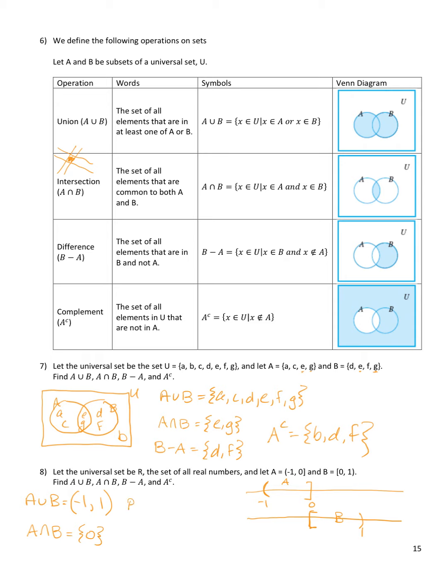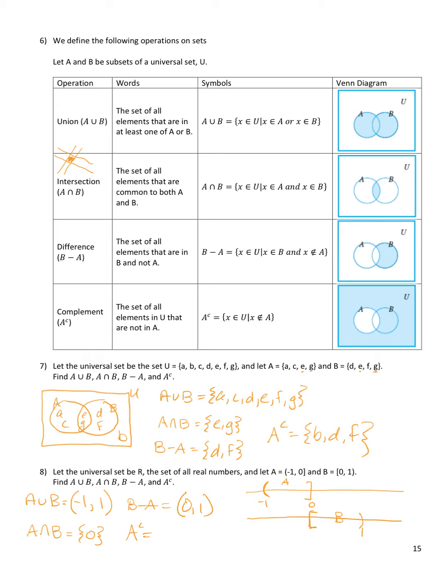And then B minus A is everything in B, take away anything that is in A. So here's all of B, right? The only thing that it shares with A is the 0, so I have to take the 0 out of B. So that would be 0 to 1, but this time I'm not going to include the 0 because the 0 is in A and I'm taking anything from A out of B.